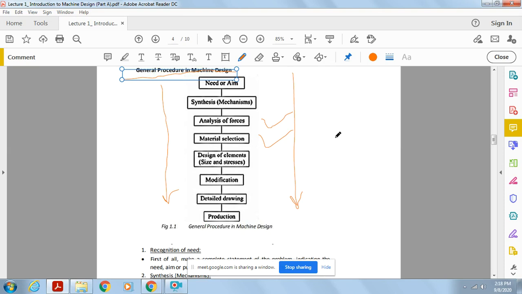Like when you are designing an automobile engine cylinder, the material of the engine cylinder may not be the same as, say, that for the piston. The piston may be made of a different material. Every particular object has certain applications. Depending upon the application and the amount of stress generated, the material you select is a very important part: material selection.